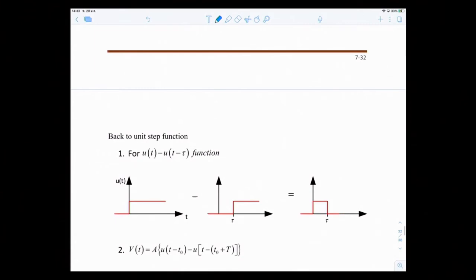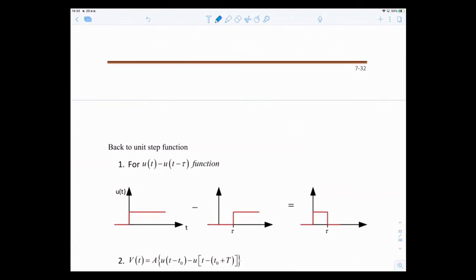Let's say that you have a function, V of t equal to U of t minus U of t minus tau. So what does this function look like? The way I do it, to practice, is we draw the function U of t, which is 0 for t less than 0, and greater than 0 it's 1, in this case 1.